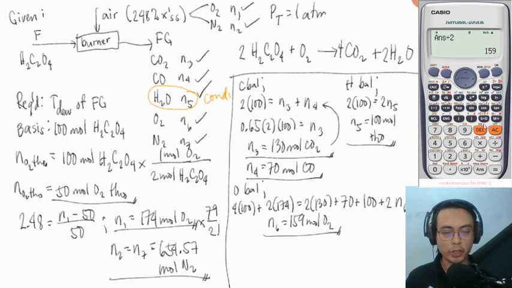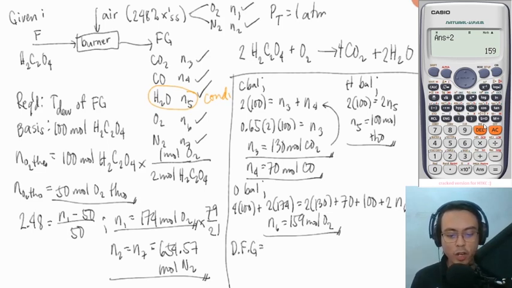Now for the fun part, we need to solve for the dew point temperature. So let me just determine the total number of dry flue gas. If you will remember, we had the ORSAT analysis, right? For the ORSAT analysis, we are only considering the dry flue gas. So that is everything except water. So that's the same here. The dry flue gas is equal to N3 plus N4 plus N6 plus N7. Everything in the flue gas except water.